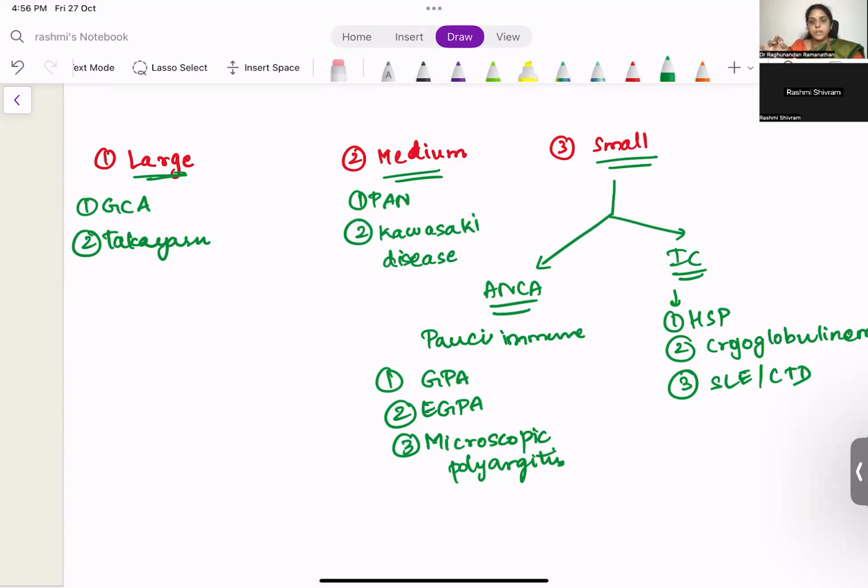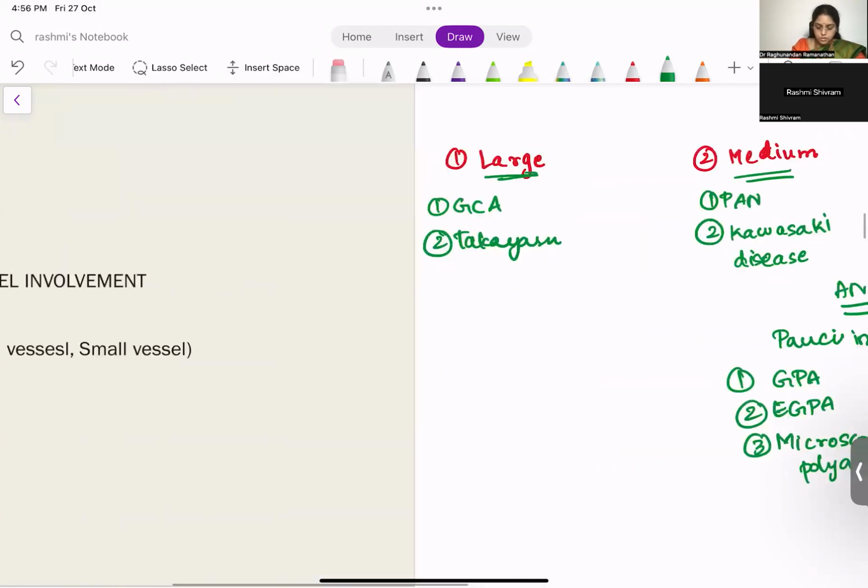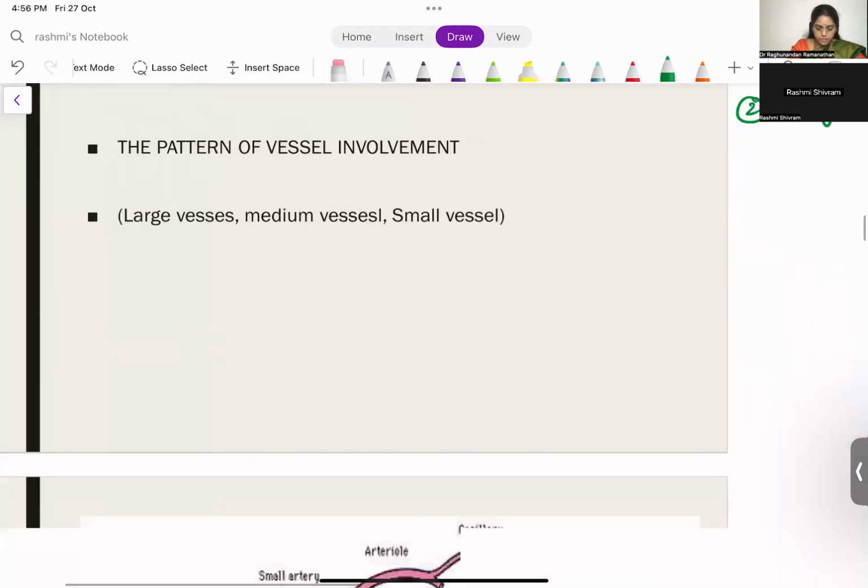If it is ANCA involvement, it is called pauci-immune, and in that you have granulomatosis with polyangiitis, eosinophilic granulomatosis with polyangiitis, or microscopic polyangiitis. Among the immune complex ones, you have HSP and cryoglobulinemia. HSP is also IgA vasculitis, and you will have SLE or other connective tissue disorders involved. So you have an idea about large, medium, and small vessel, right? Let's see a picture for you to remember even better.